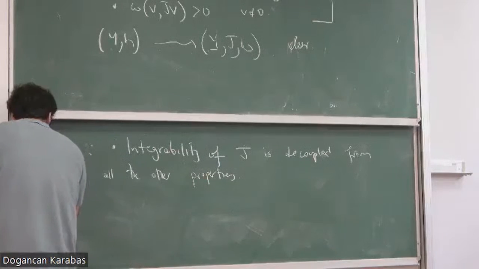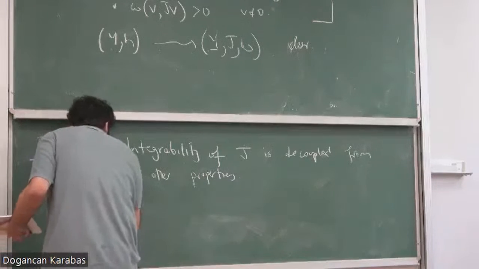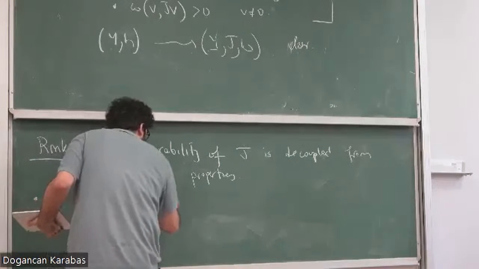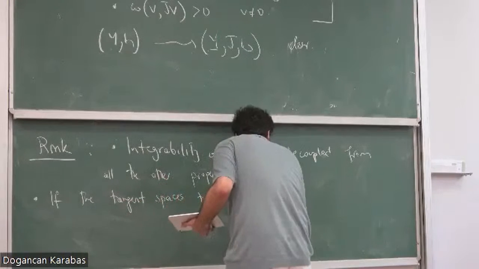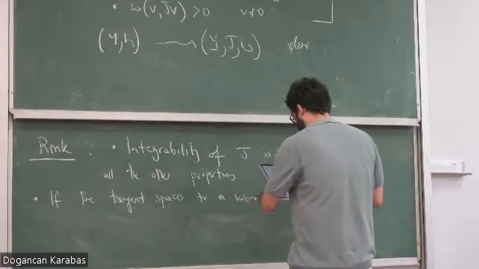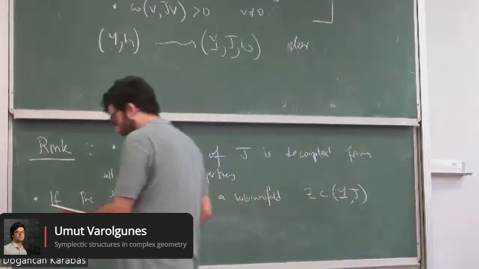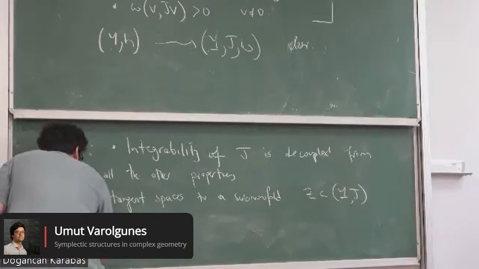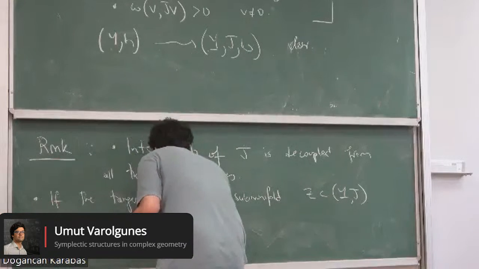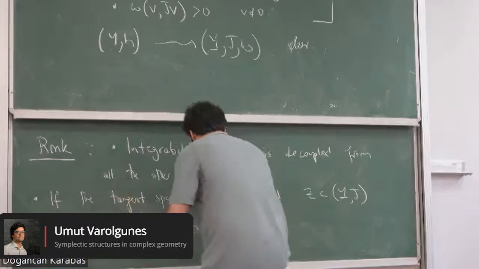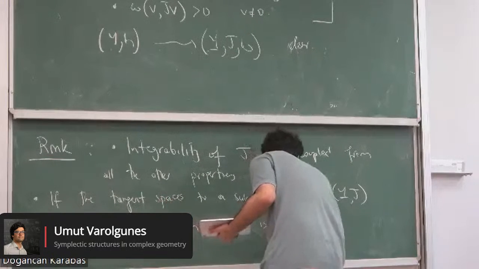And another thing is that if the tangent spaces to a submanifold Z inside Y underline J is closed under J, then the corresponding subset of Y is a complex submanifold.